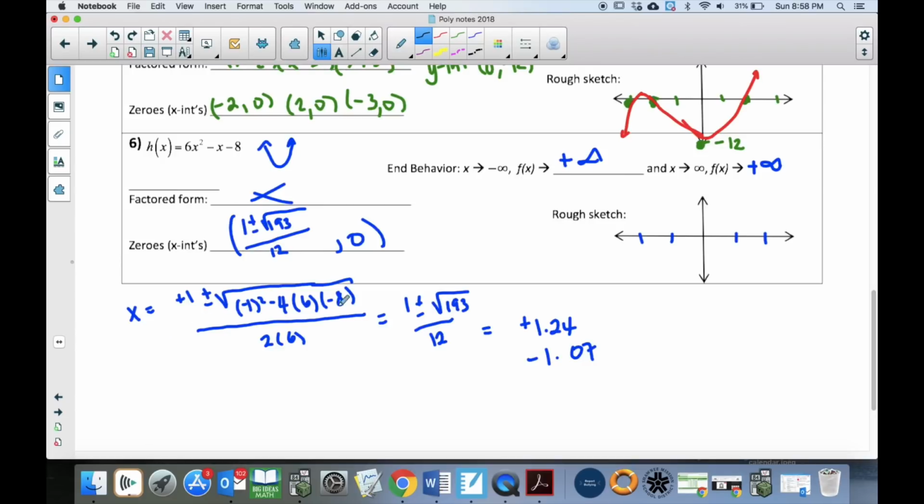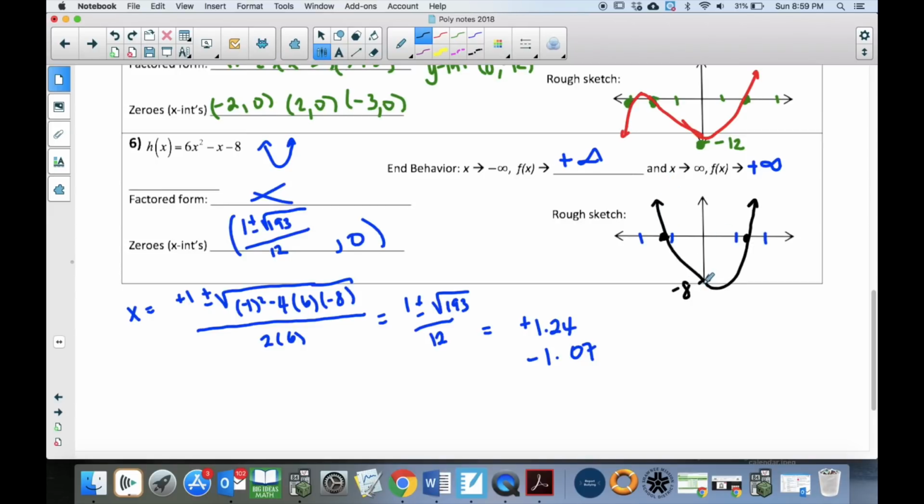Okay, here I did the quadratic formula. That comes down to 1 plus or minus the square root of 193 over 12, or as a decimal, 1.24 and -1.07. So the intercepts are going to look something like this. I also know that my y-intercept is -8 because of that -8 there. And I could find the vertex. I'm not actually asked to find the vertex. -b over 2a is what it would be. But all I need to do is plot this.